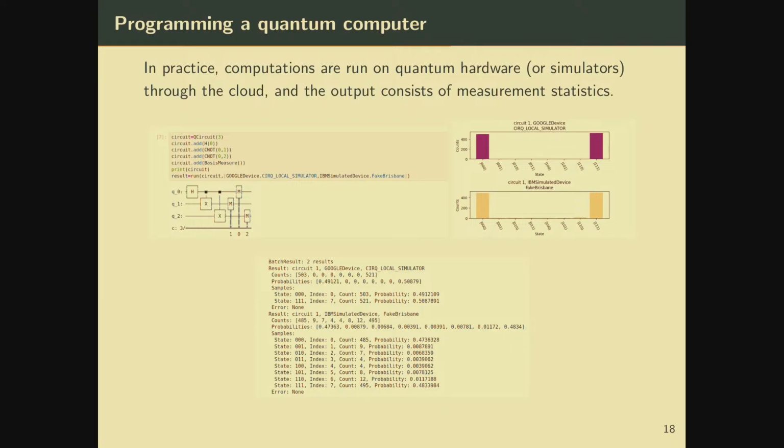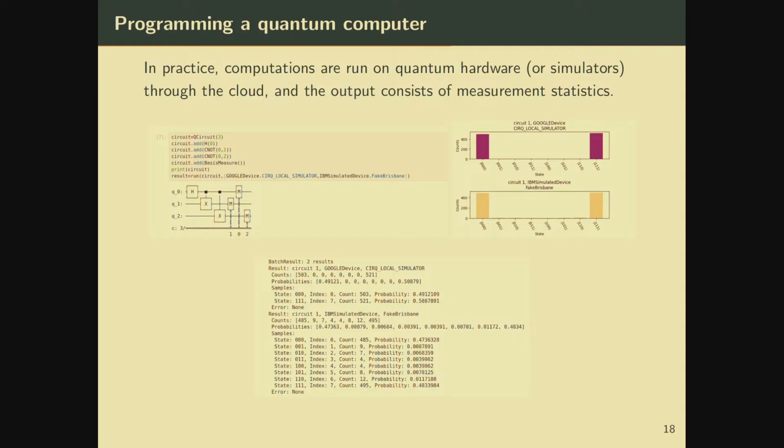What does it say? It says circuit equals quantum circuit of size 3, add a Hadamard gate on 0, add a CNOT gate between 0 and 1, add a CNOT gate between 0 and 2. So basically it's describing this circuit. And add basis measurement here. And then run the circuit on different backends: Google device, local simulator, the IBM simulator, etc.